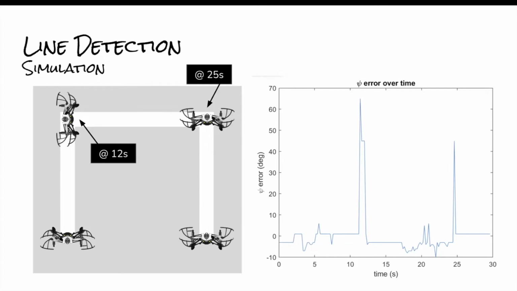And then we turn the drone and have it follow all the way to the end of the line, again with about 0 psi error. So this means that if we were to implement image processing on the drone itself, we would have the drone detect whenever there was that big psi error and know that means we need to make a right-hand turn, and conversely, if we see a negative big psi error, we need to make a left-hand turn.